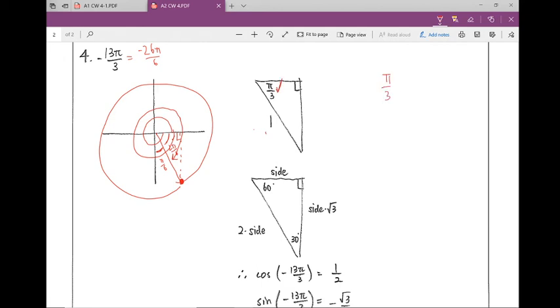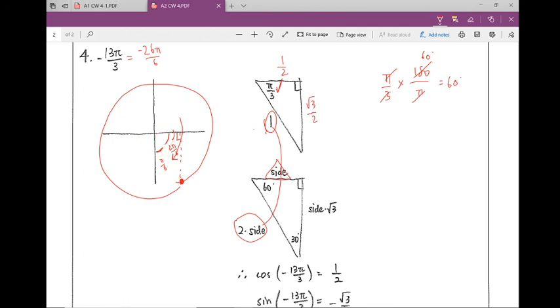Now pi over 3 is going to be 60 degrees. So we can reference this triangle here. Again, we know the hypotenuse is going to be 1. For that special triangle, it's going to be 2 times the side. So similarly, the side is going to be 1 over 2, and the longer leg will be square root of 3 over 2.